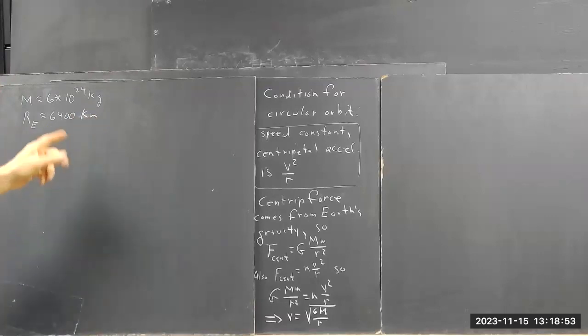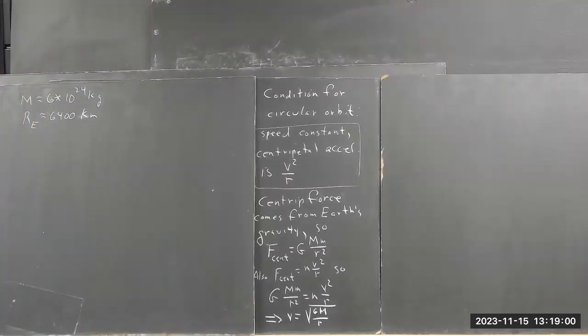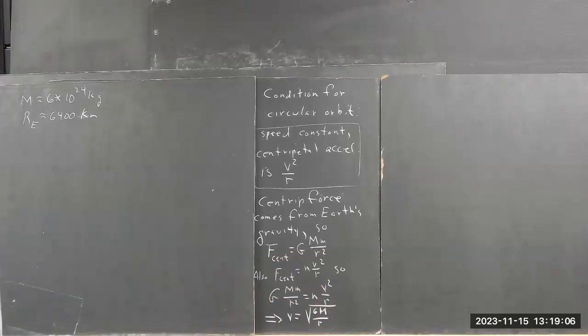As for 6,400 kilometers, it's actually about 1% less than that. It's about a 1% overestimate. And 6,400 is just a rounder number than 6,300. 6,300 is probably closer. I just like to work with numbers that are easy to work with.